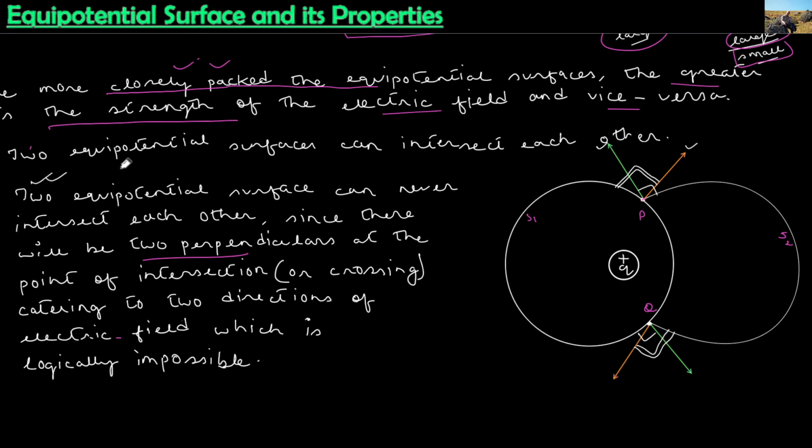So when two equipotential surfaces intersect with each other, there will be two perpendiculars at that point of intersection, or at that point of crossing, which means that it is logically impossible. There should not be two directions of electric field lines at only one point. So this representation does not take place in nature.